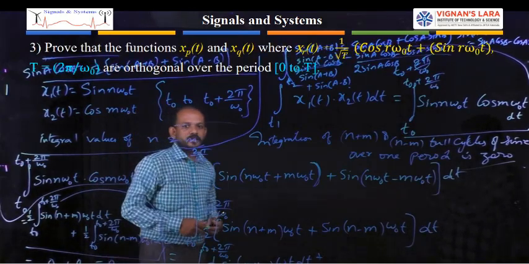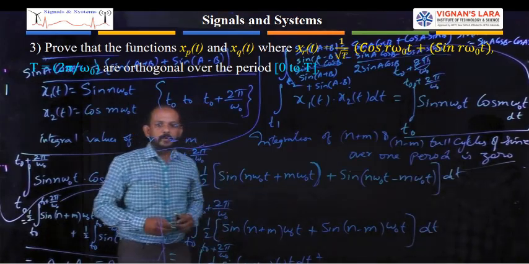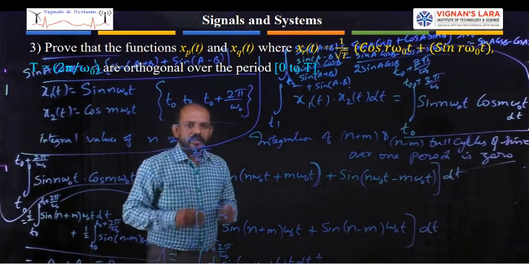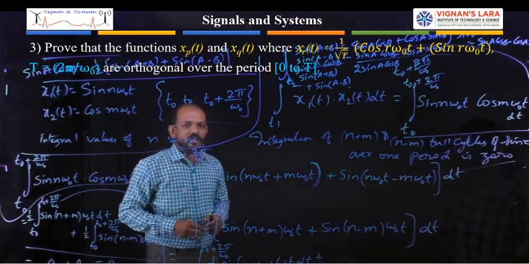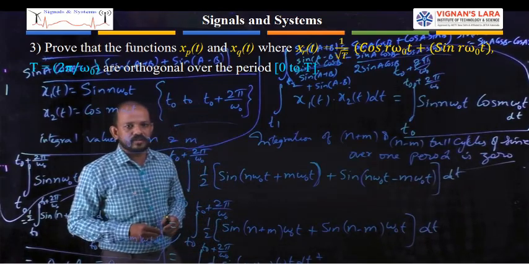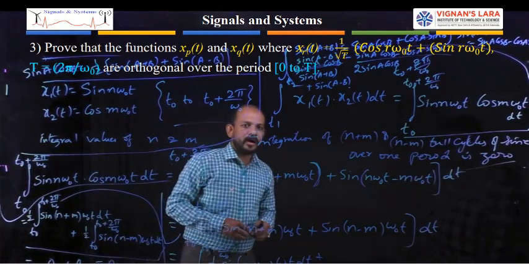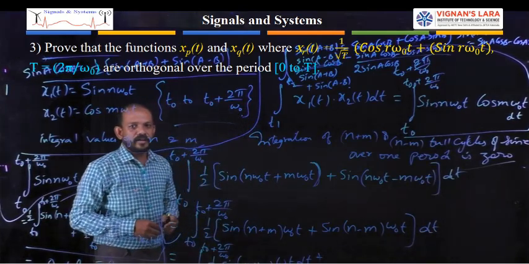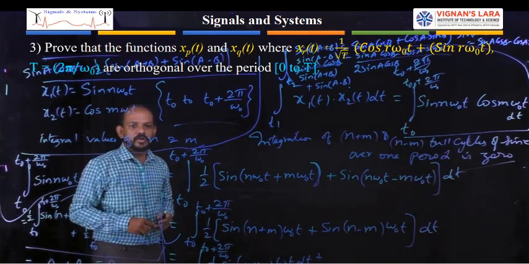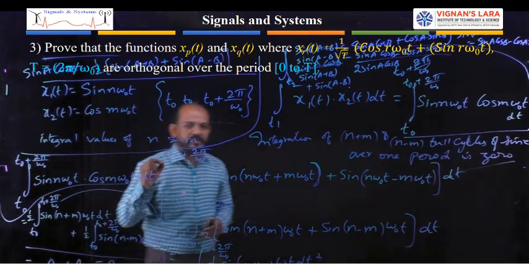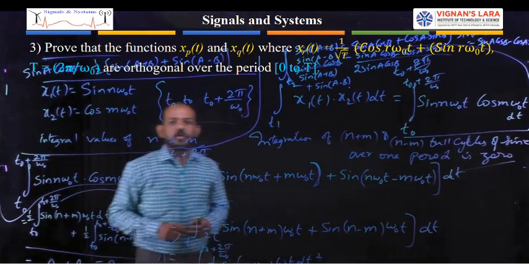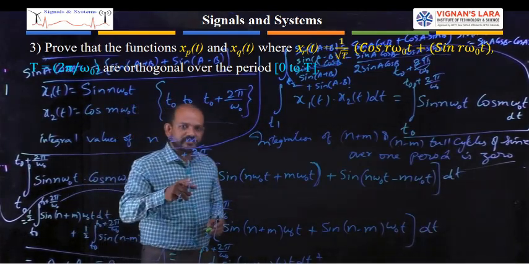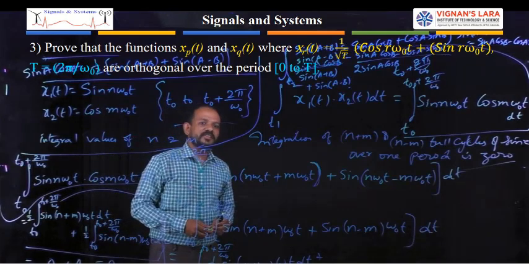So next, the last one is the third one. Prove that the functions xp of t and xq of t, where xr of t equals 1 by root 2 into cos of r omega naught t plus sin of r omega naught t, and the capital T value equals 2 pi by omega naught, are orthogonal over the period 0 to T. So this is for your work. You can do this at your home.